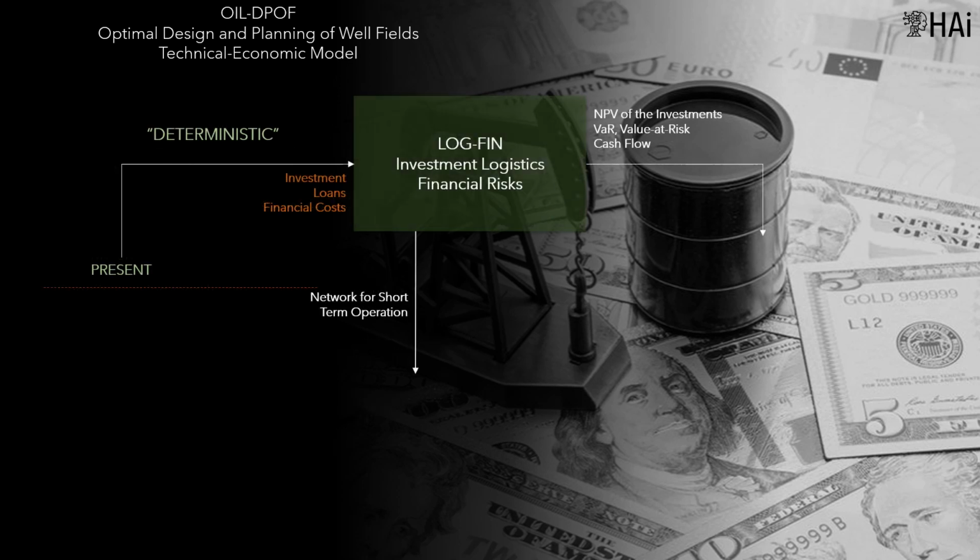The first model will be called LogFin. It is oriented to define the investments to be made in infrastructure necessary for production. It corresponds to a dynamic model that defines, for each period of the planning horizon, the investments to be made, and the network for short-term operation. As input parameters, it should consider the costs of investment, rate of return on capital, the costs of loans, payment period, and other financial considerations. Model constraints are related to investment logistics and financial risks. The main results of the model are NPV, net present value, of the investments, VaR, value at risk, cash flow, and network design for the first periods.